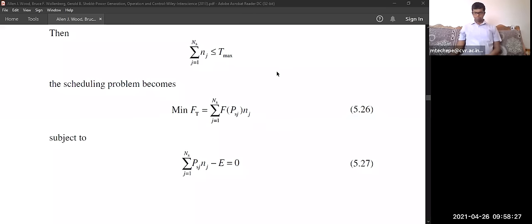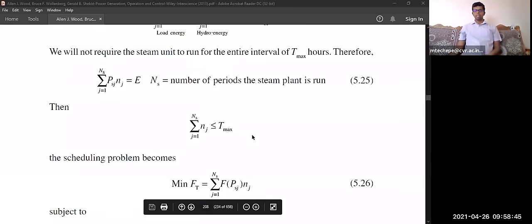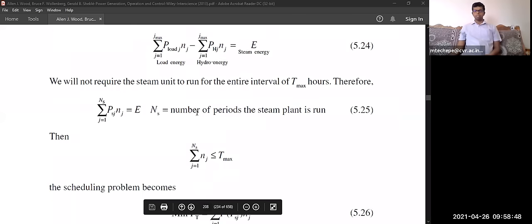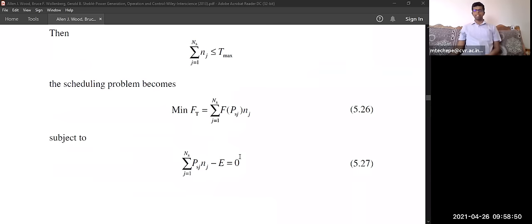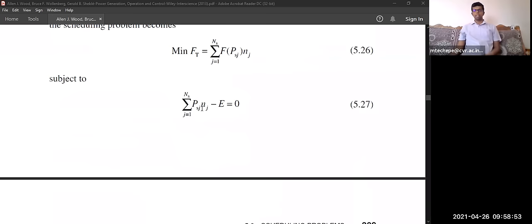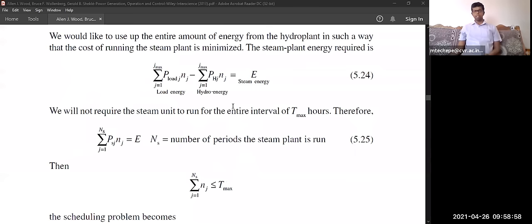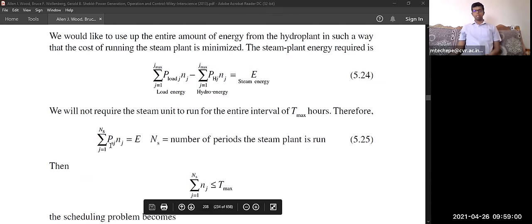Similarly, the objective function of hydrothermal scheduling is to minimize the power generated from the steam power plant, subject to constraints. Here the constraint we have taken is Psj into Nj minus E is equal to 0. From this equation, Psj Nj minus E is equal to 0.